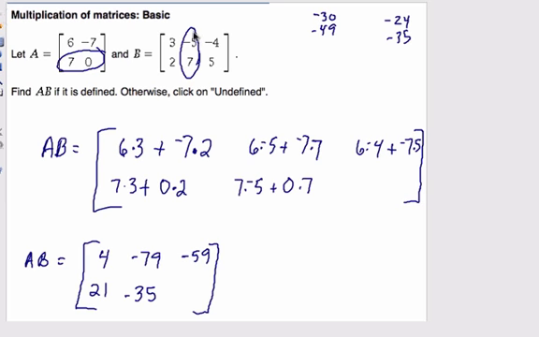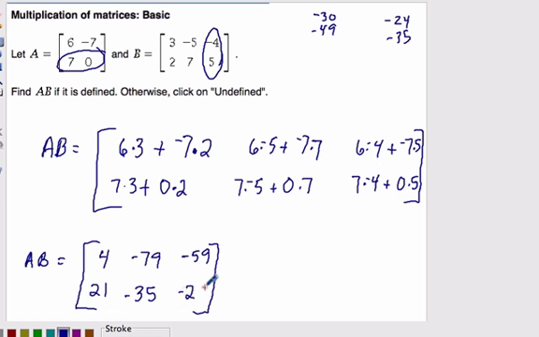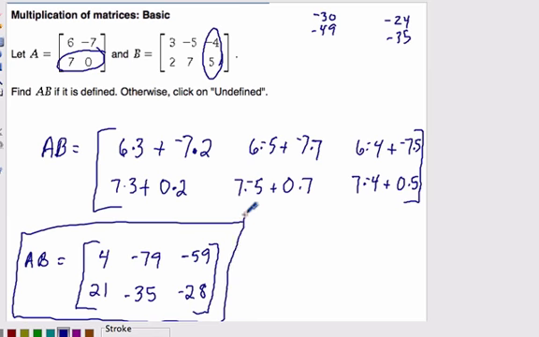Okay, and now we're going to do row 2 with column 3 entries. So that's going to be 7 times a -4, the first entries, plus we multiply the second entries together, 0 times 5. So it's a negative 28 plus 0, it's just a negative 28. And that's our solution for this one.